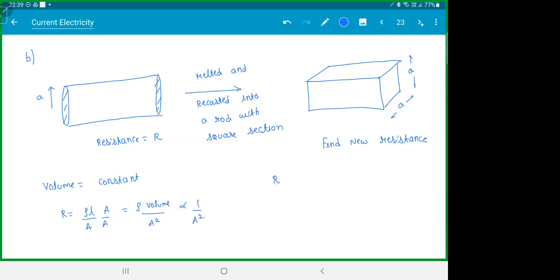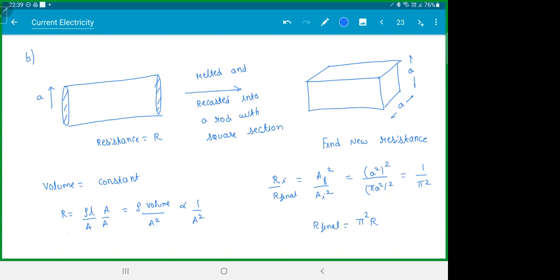So initial resistance R by R final will be A final square by A initial square. A final will be A square whole square. This will be pi A square whole square, which is 1 by pi square. Therefore, R final will be pi square into R. That is all we had to do. There's no need to find the length. You can just eliminate the length by using the volume.